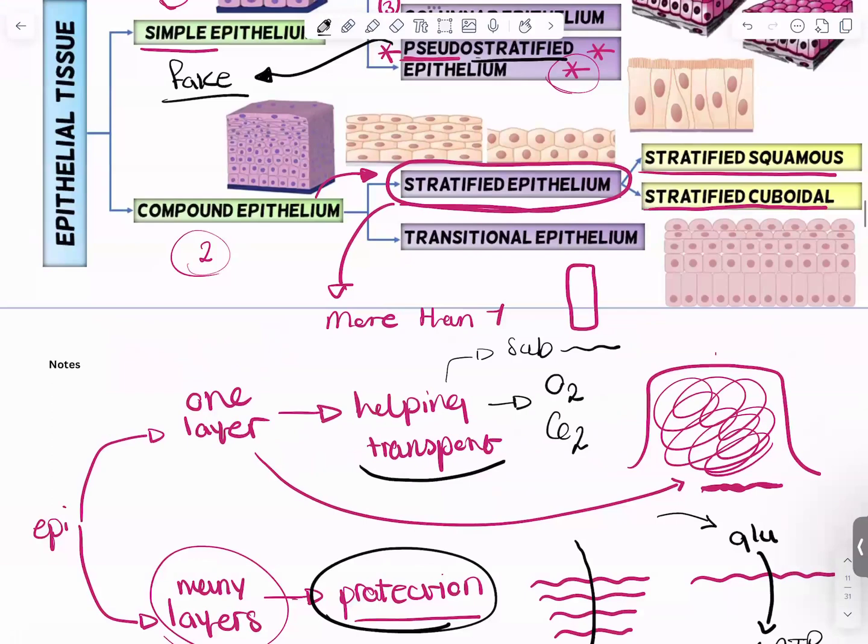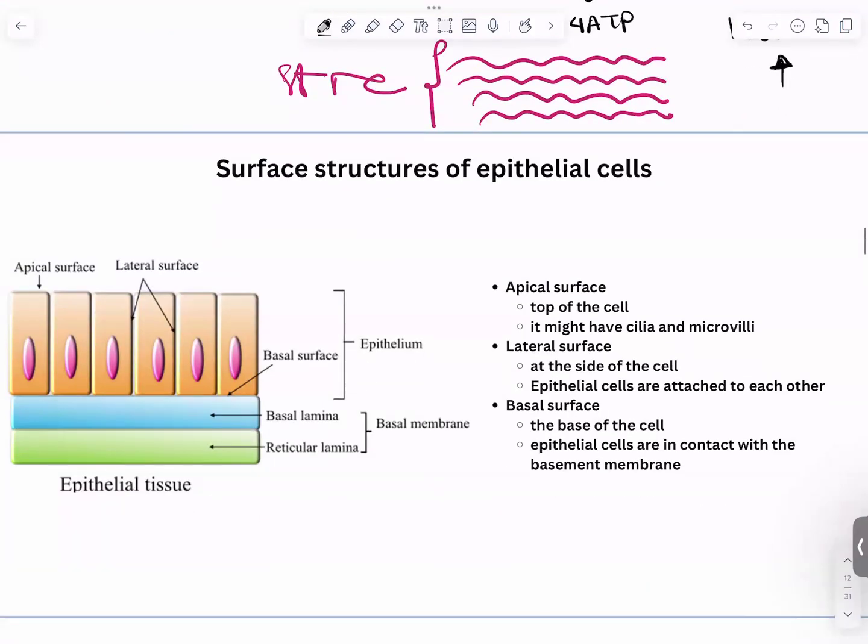So these are the types of the epithelial tissue. Before going and discussing details about each of them, I want to show you about microvilli and cilia. Each cell has different surfaces. Okay.